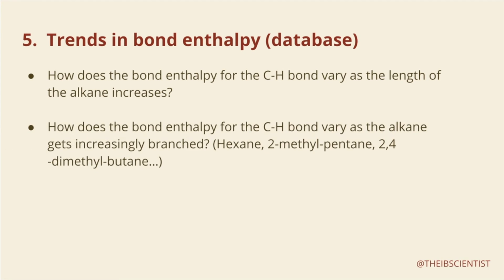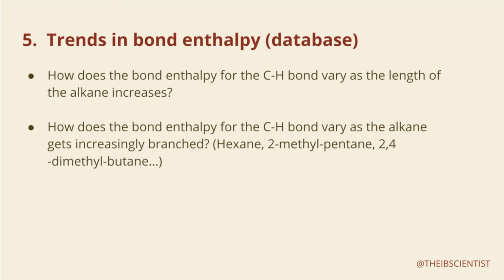So what you could do is you could take the total enthalpy of an alkane, which you can find in your database, subtract the average bond enthalpy of a CC bond for however many CC bonds you have in there, and then find the average bond enthalpy for the CH bond and see how those vary according to the different alkane lengths. If you don't want to do alkane lengths, the second bullet point here illustrates you can do how the CH bond strength varies depending on how branched the alkane is.